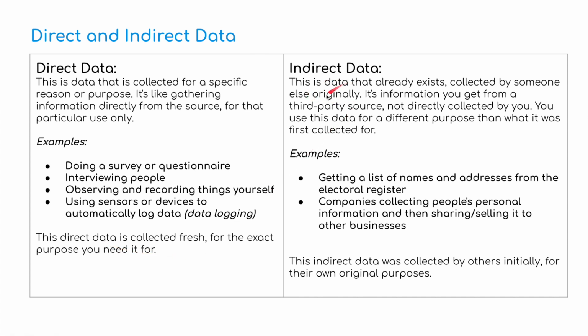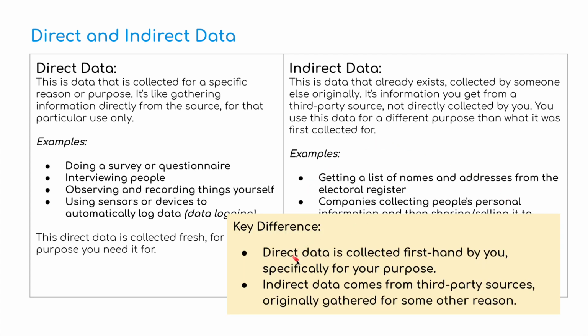Okay, indirect data. This is data that already exists, collected by someone else originally. It's information you get from a third-party source, not directly collected by you. You use this data for a different purpose than what it was first collected for. For example, getting a list of names and addresses from the electoral roll or the electoral register. Companies collecting people's personal information and then selling it to other businesses. This indirect data was collected by others initially for their own original purposes.